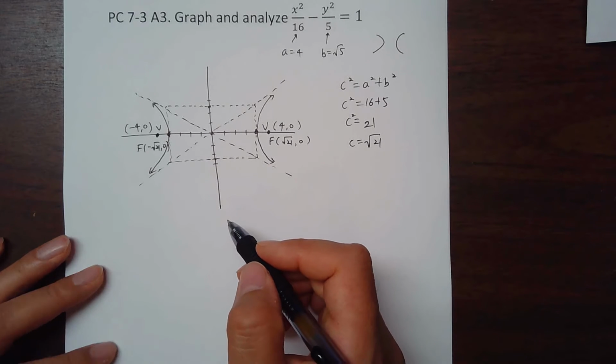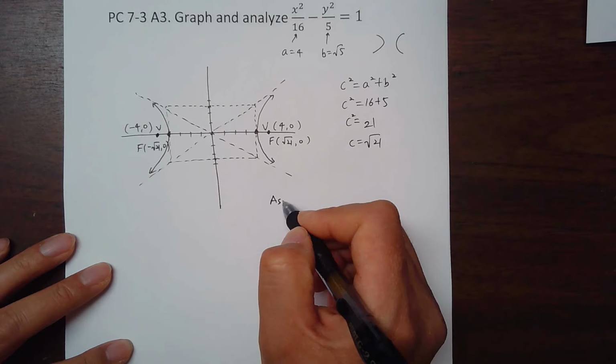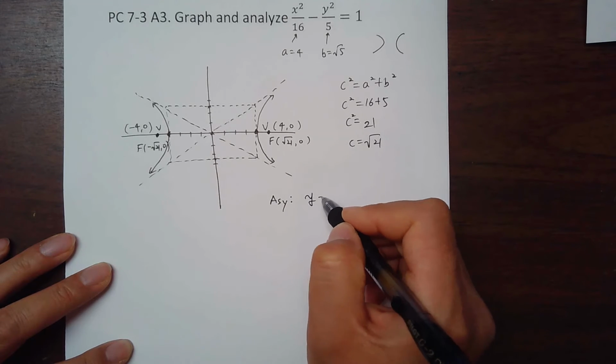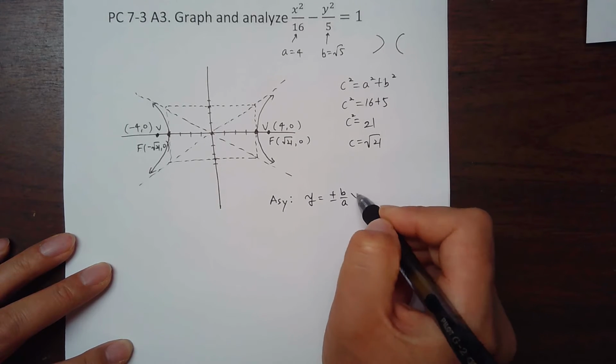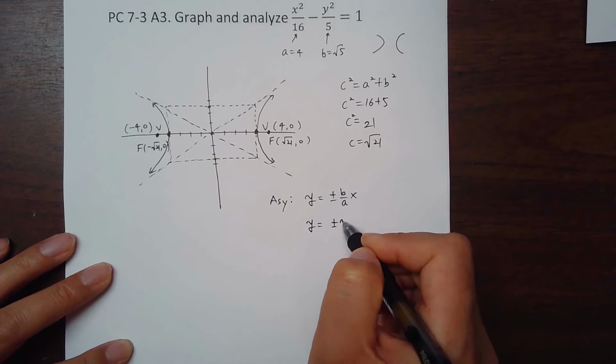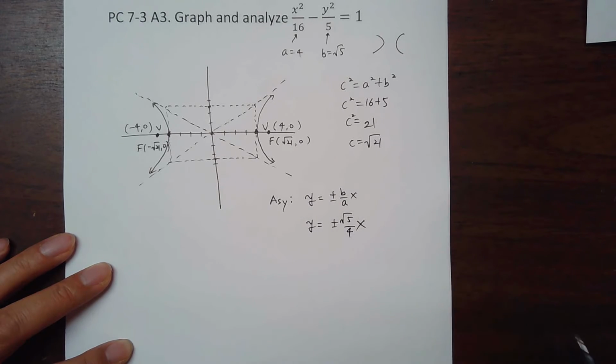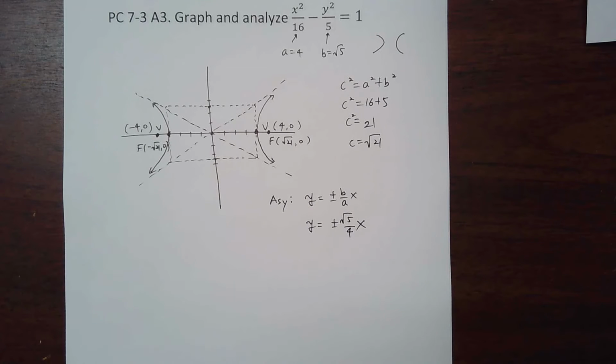Don't forget writing the asymptote. y equals plus or minus b over a x. So y equals plus or minus square root of 5 over 4 x will be the asymptote.